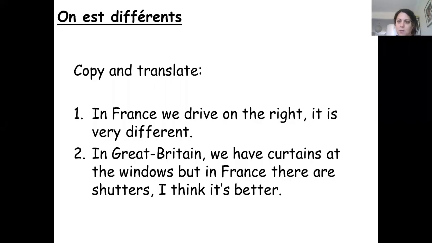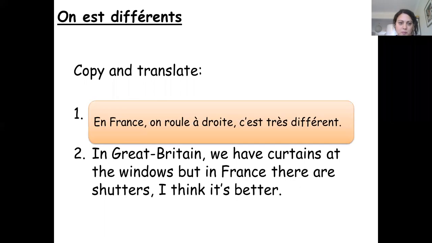Okay, so when you're ready, grab a red pen to correct. En France, on roule à droite, c'est très différent. Okay? En France, in plus country, it's en France, okay, plus feminine country. Be careful the accents here, okay? They make a huge difference if they're not here. If you remove the accents from this preposition à, it is the verb avoir.